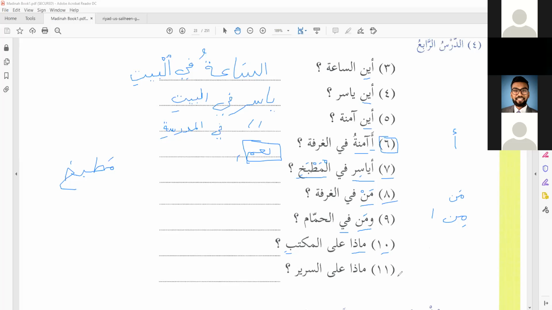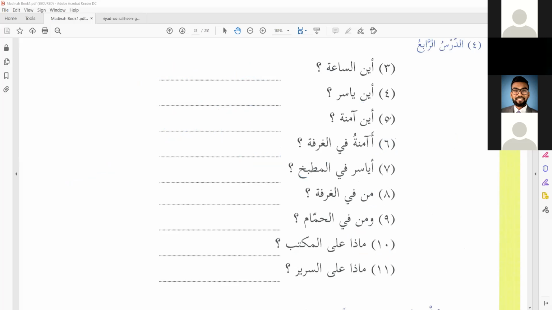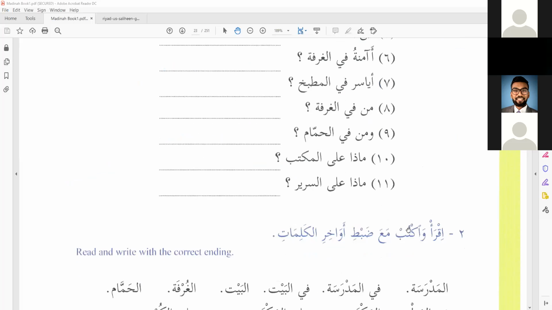Very good. Someone else from the Sheikh family, do number 11 for us. ماذا على السرير؟ Yes. الساعة على السرير. Fantastic. And can you translate that? What is on the bed? The watch is on the bed. Fantastic. MashaAllah. Great job. Let's keep rolling.